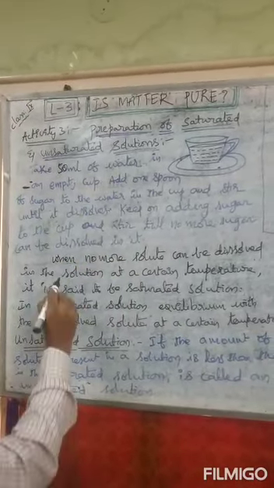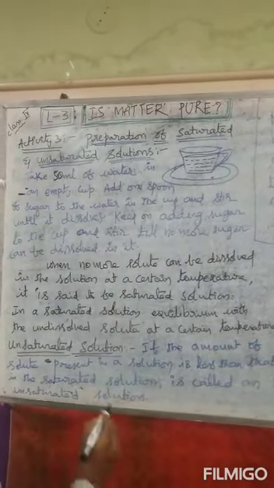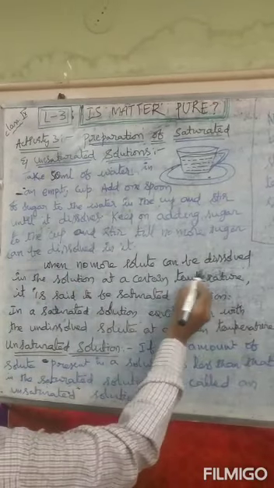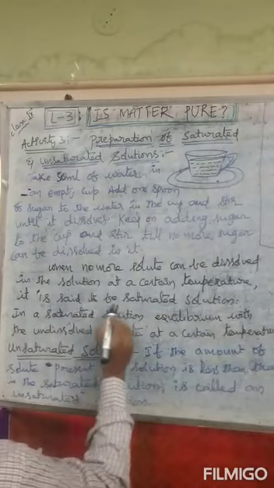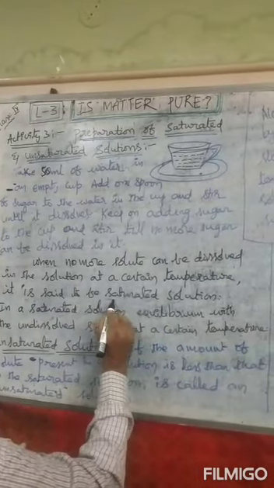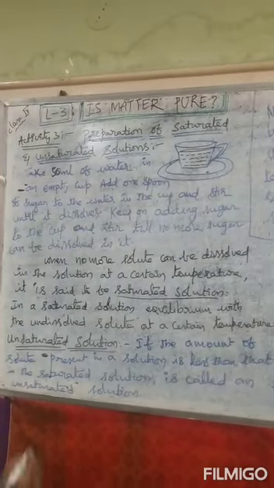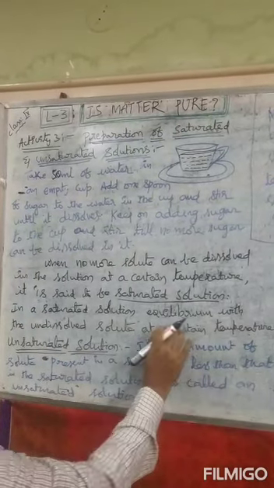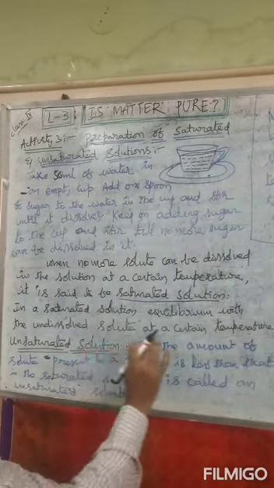When no more solute can be dissolved in the solution at a certain temperature, it is said to be a saturated solution. In a saturated solution, equilibrium with undissolved solute at a certain temperature is maintained.